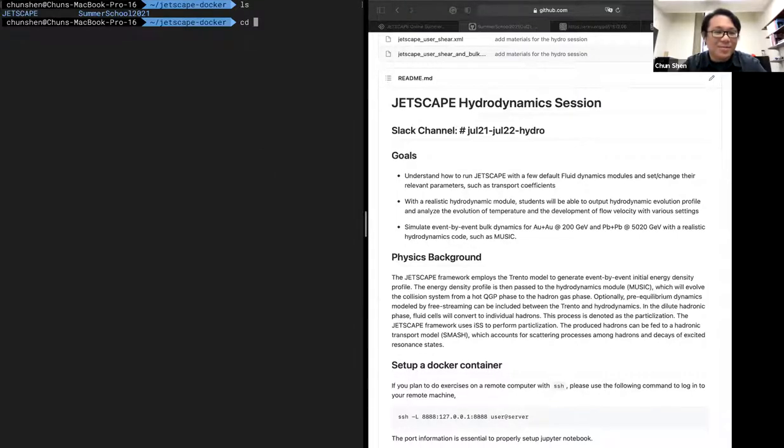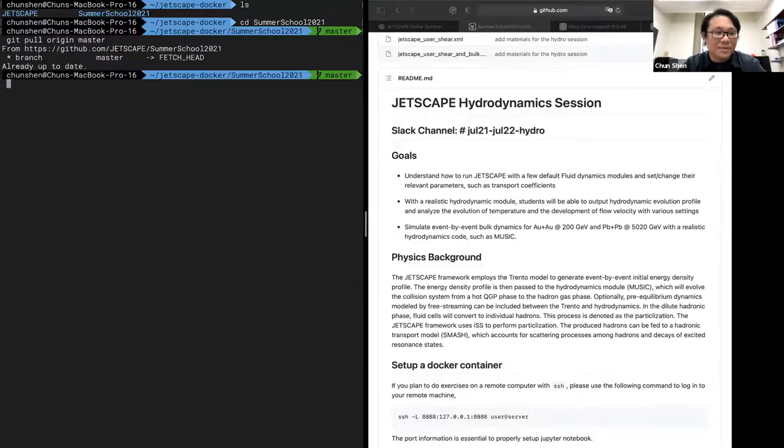So to update the summer school repository, you can go to the summer school directory and then just do git pull origin master, and it will pull down all the updates. I updated it this morning. I saw quite a few modifications from the JET session. I anticipate that you probably also need to do the update in the following days, maybe tomorrow or next Monday, when you do the hands-on session for the JET as well. So there are some updates you need to pull down for the summer school repository.